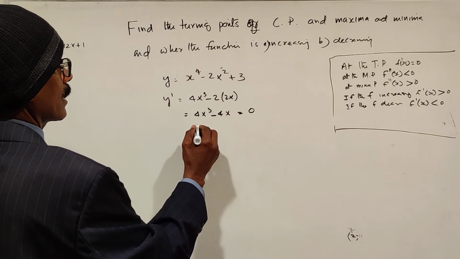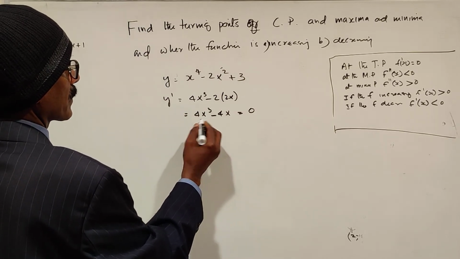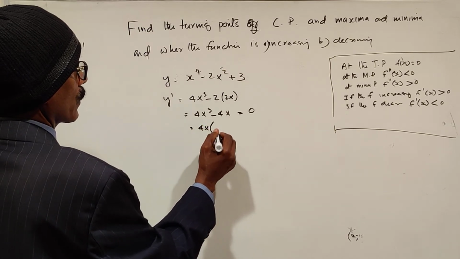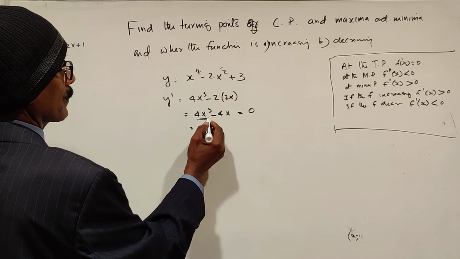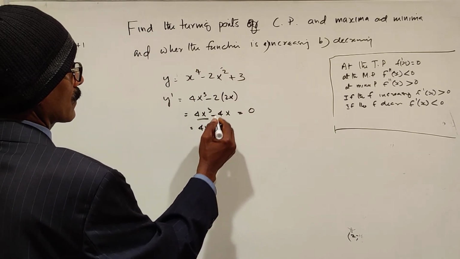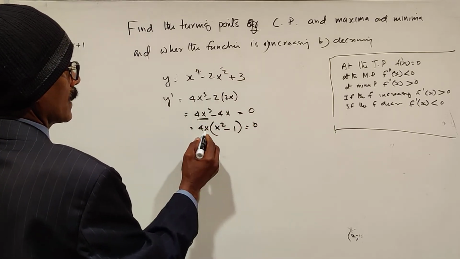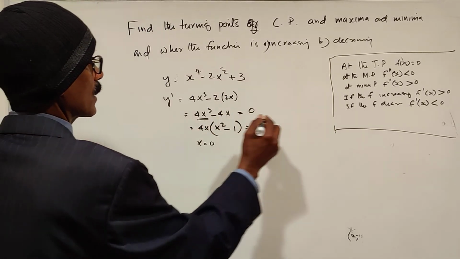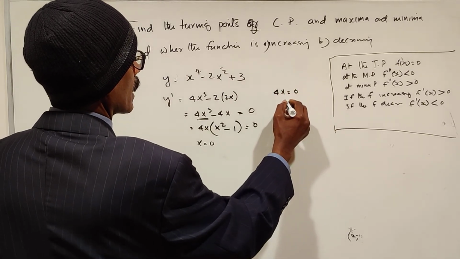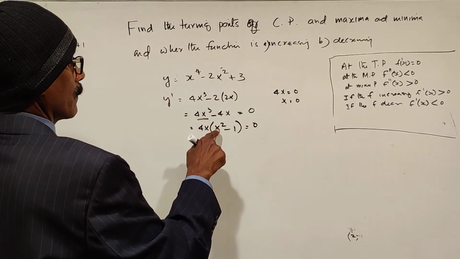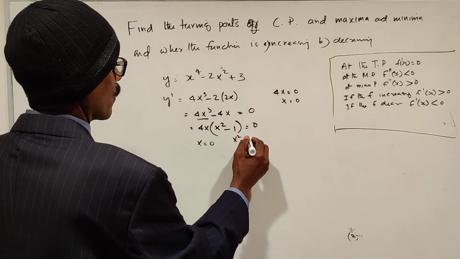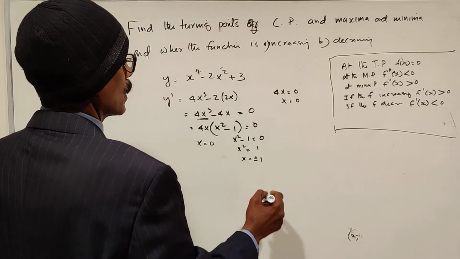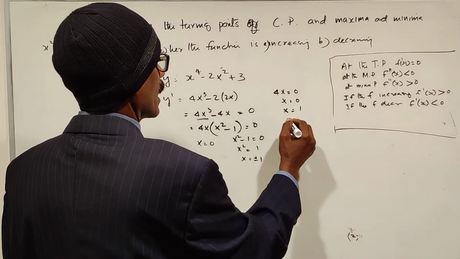Turning point. Find out the turning point. Okay, I am going to take 4x as a common factor. When you take out 4x as a common factor, what is the leftover in the first term? x square minus 1 equals 0. See here, when 4x is equal to 0, x is equal to 0. When x square minus 1 is equal to 0, x square is equal to 1, x is equal to plus or minus 1. So here you get x is equal to 1 and x is equal to minus 1.